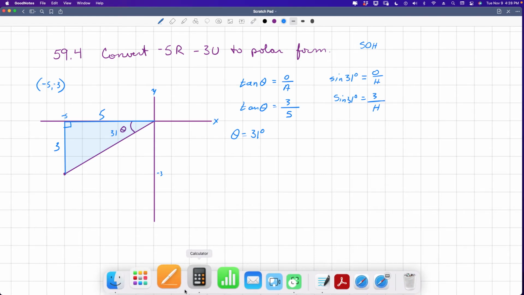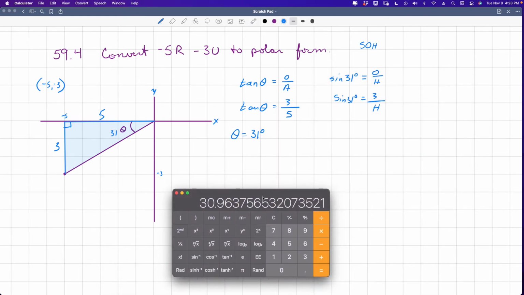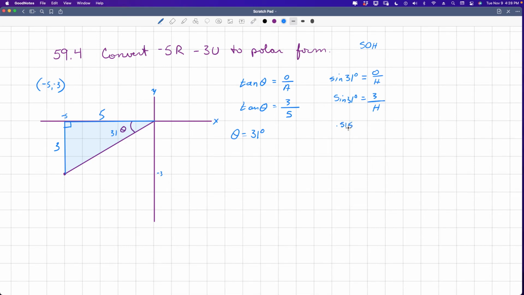So let's find the sine of 31. So 31, and we go back to the original sine. So that's 0.52 is what that looks like to me. Or we could say 0.515. Let's just say 0.515. So 0.515 is equal to 3 over H, right?